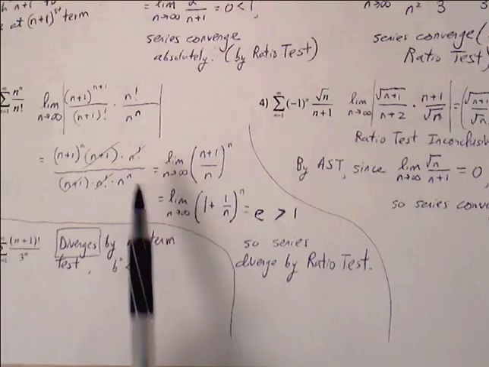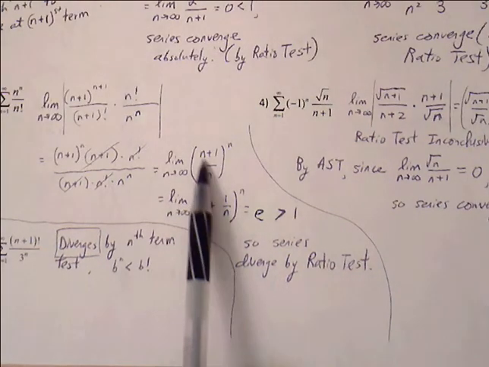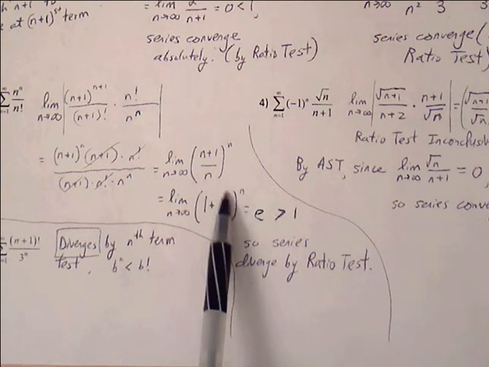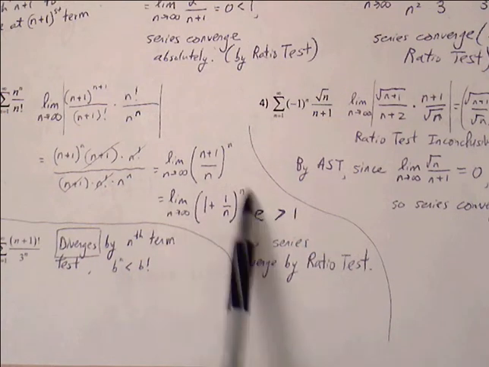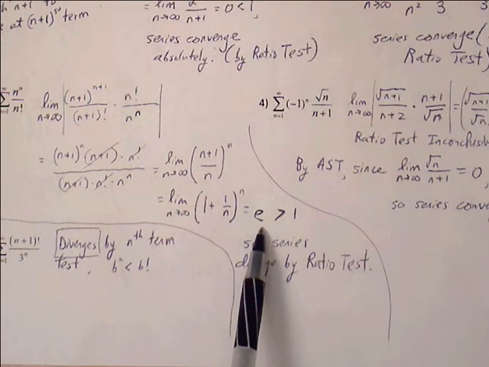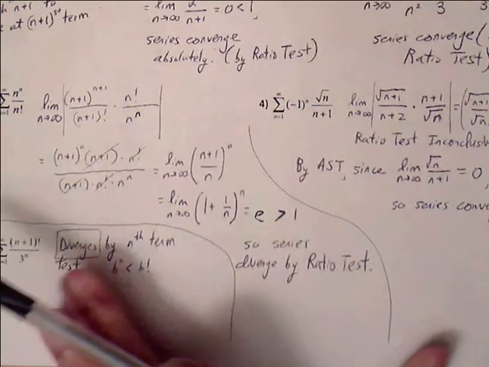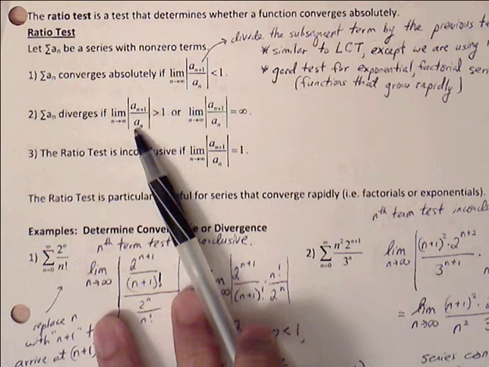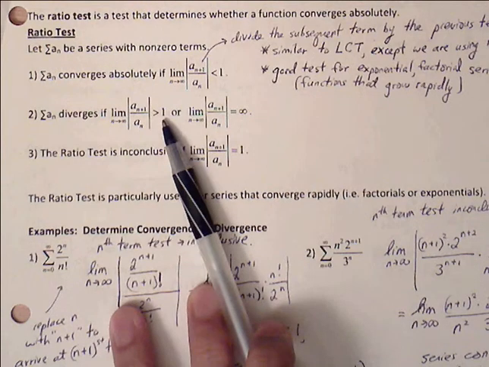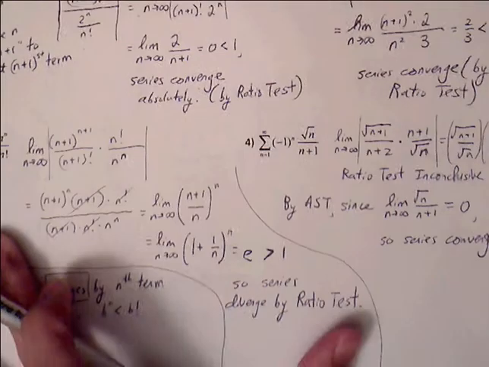The n factorials will cancel out, leaving us with just n plus 1 over n raised to the nth. And if I expand this out, this should be a little more familiar if I write this as separate fractions. n over n is 1. 1 over n is 1 over n raised to the n. This should be recognizable as equal to e. Now, e is 2.7, which is greater than 1. So therefore, by the second rule here, if the limit of the ratio is greater than 1, then we know our series will diverge, by the ratio test.